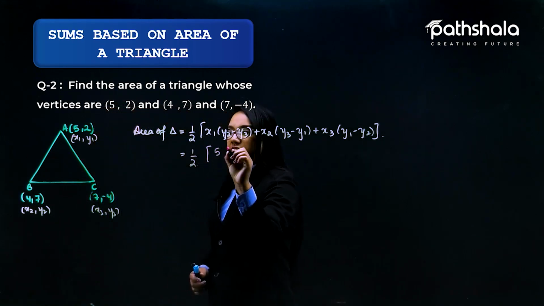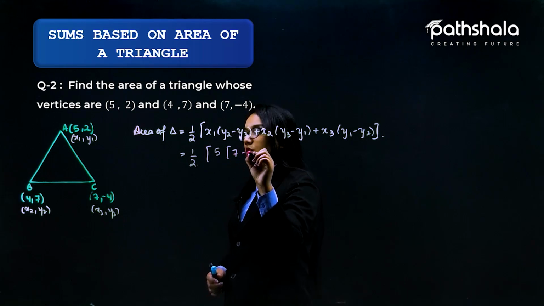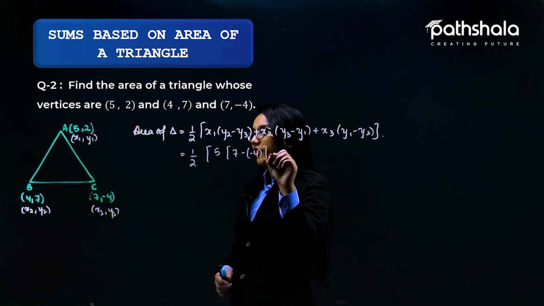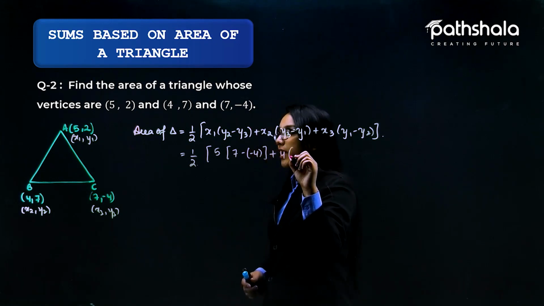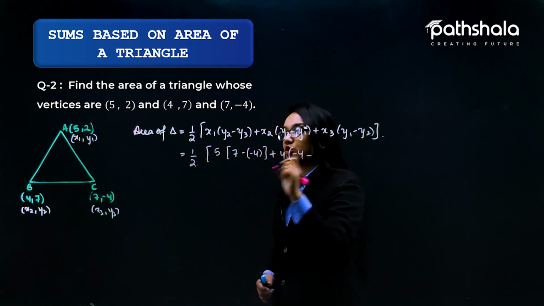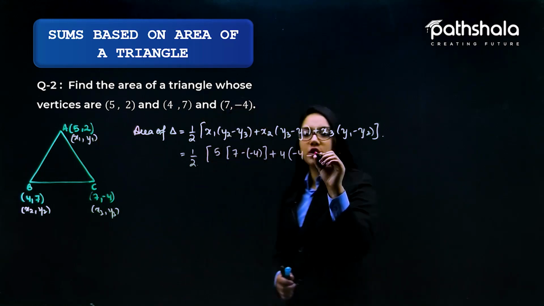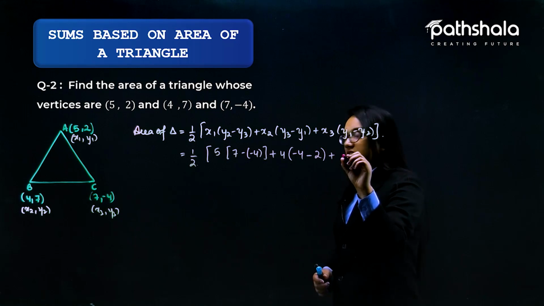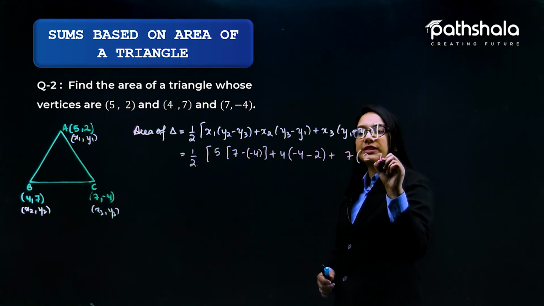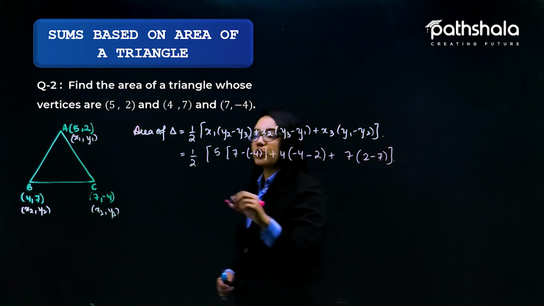We have x1 is 5, y2 is 7 minus y3, where y3 is minus 4. Further we have plus x2, where x2 is 4, times y3 minus y1. The value of y3 is minus 4 minus y1, where y1 is 2. So we have this 2, plus x3, where x3 is 7, times y1 minus y2, that is 2 minus y2, where y2 is 7. So this is 2 minus 7. Let's just sort it out.